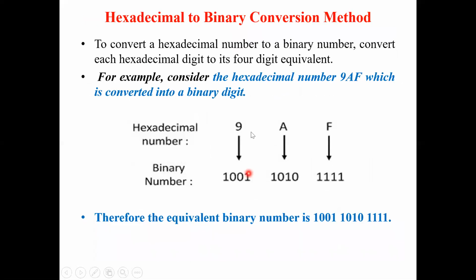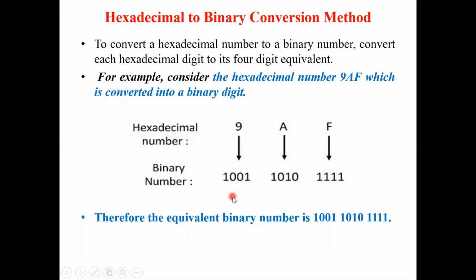So I'll write all these separately, and then I'll remove this space and write it in a continuous string. So 1, 0, 0, 1, 1, 0, 1, 0, 1, 1, 1, 1. So this is the binary equivalent for the hexadecimal number 9AF.